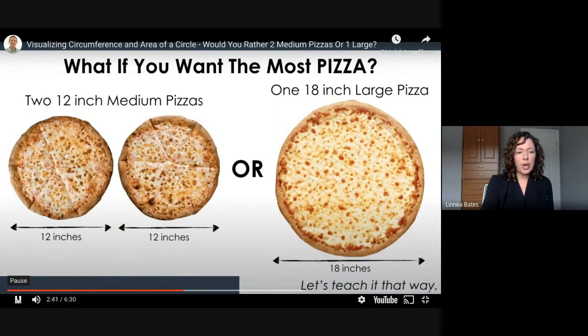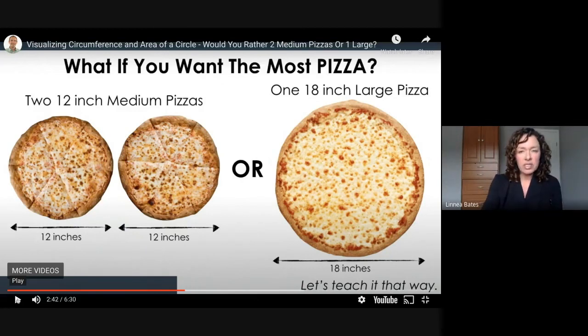Okay, so this part, slightly different question. Not what if you want the most crust, but this one, what if you want the most pizza? So once again, Rhonda's going to send you into your breakout groups for 3 minutes, and you can discuss this part of the 3-act math problem.